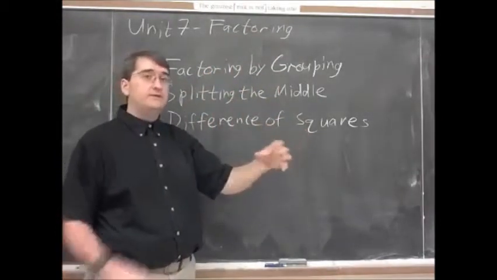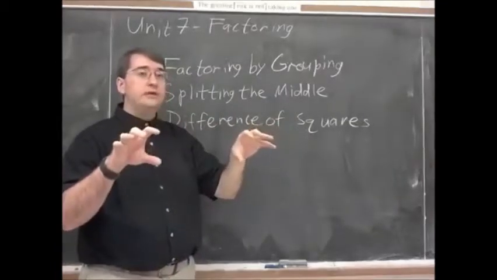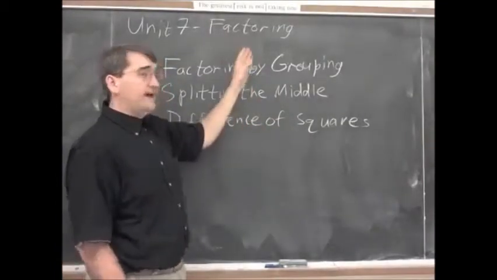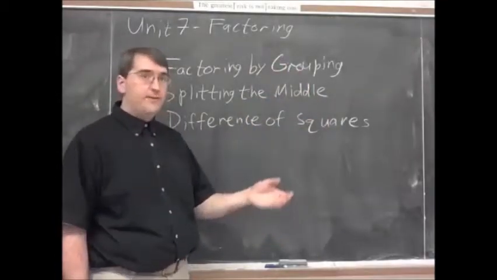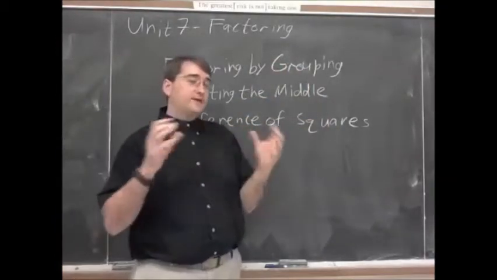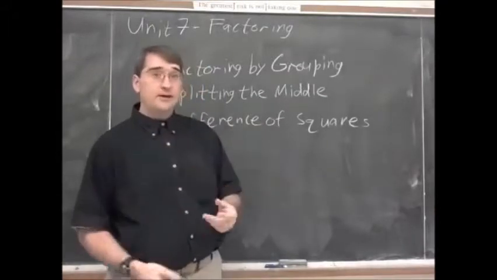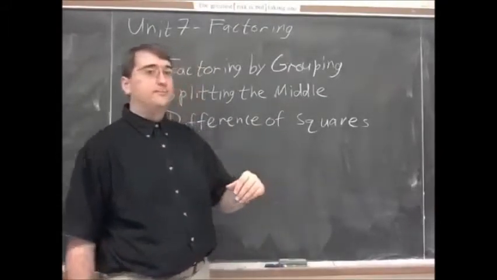Distributing, multiplying, gives you a polynomial from two binomial factors. Factoring is the reverse process. You start with a polynomial, and then you figure out what factors multiplied to make that binomial, or that polynomial.